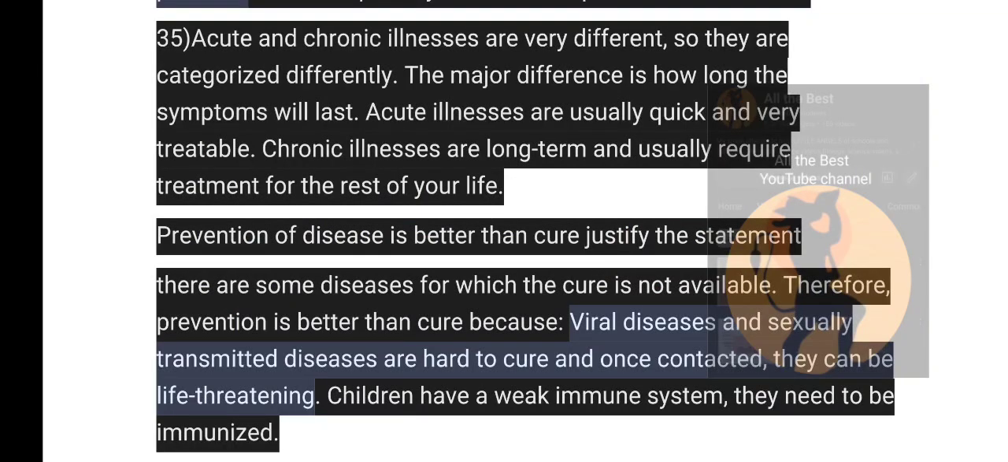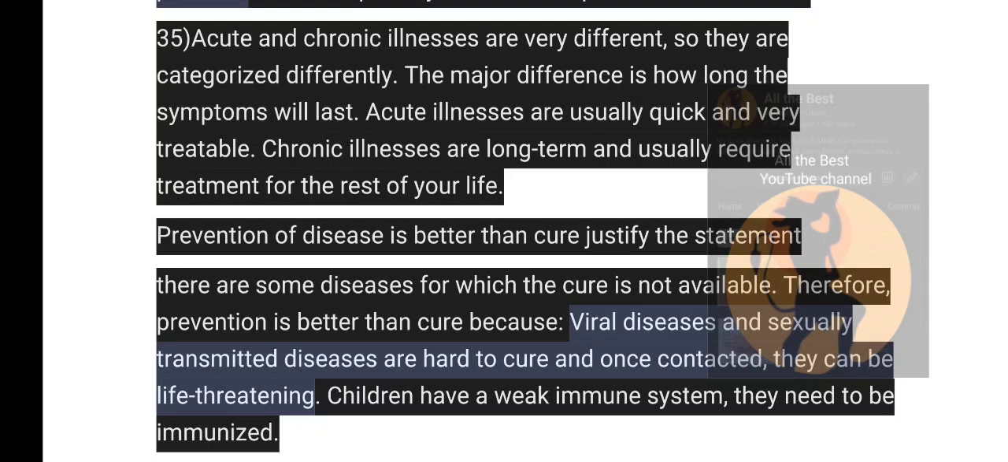So 35th question, acute and chronic illness are very different. So they are asking the difference between acute and chronic illness. So this is the answer. These both illnesses are very different, so they are categorized differently. The major difference is how long the symptoms will last.